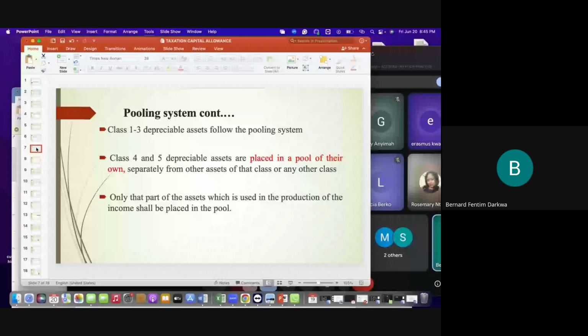So the pooling system means that when the assets are placed in the pool, they lose their identity. For example, you will see that they have plant and machinery, they have motor vehicles, and all the assets, and they will give you the date that they purchased them and the rest. But once they are placed in the pool, we don't need the individual items.